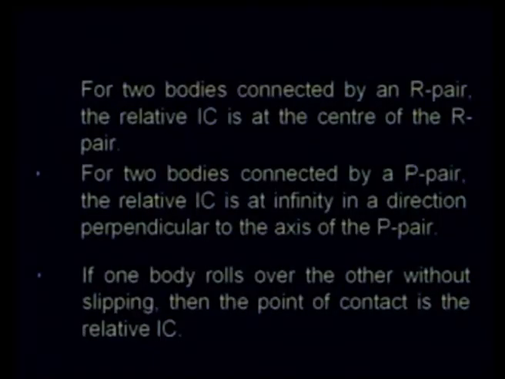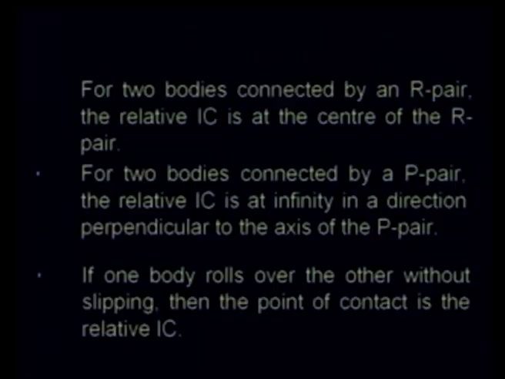Suppose we have a higher pair with a kinematic constraint, that one body rolls over the other without slipping. That means it is not a normal higher pair, it is a higher pair with a kinematic constraint that there is no slip at the point of contact. So, from the no slip condition, I know that velocity of the 2 points of contact belonging to two different bodies must be same. That is the condition for no slip. Consequently, the point of contact itself will be the relative IC between those two bodies which are connected by a higher pair without slip.